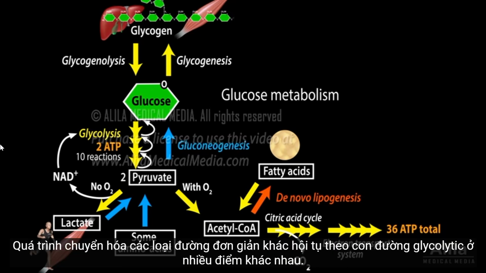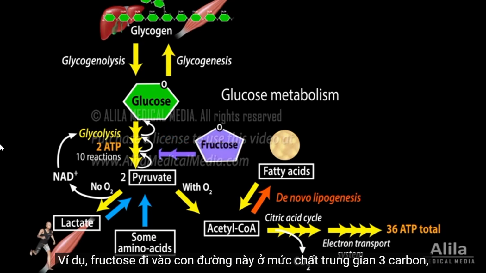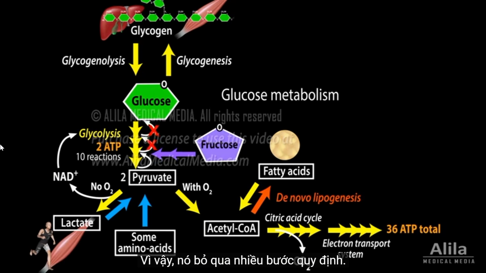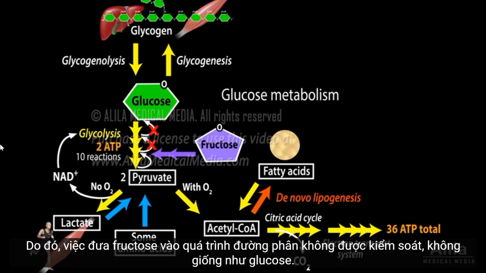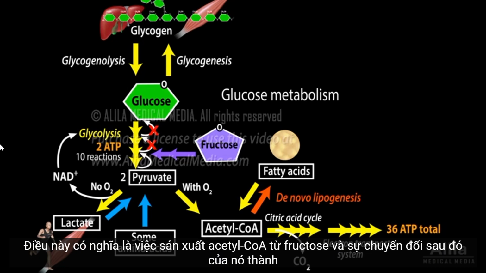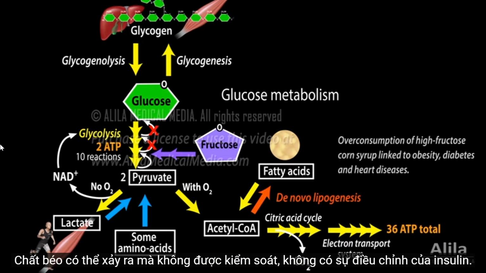Metabolism of other simple sugars converges with the glycolytic pathway at different points. For example, fructose feeds into the pathway at the level of 3-carbon intermediate, and thus bypasses several regulatory steps. Fructose entrance to glycolysis is therefore unregulated, unlike glucose. This means production of acetyl-CoA from fructose and its subsequent conversion to fats can occur unchecked without regulation by insulin.